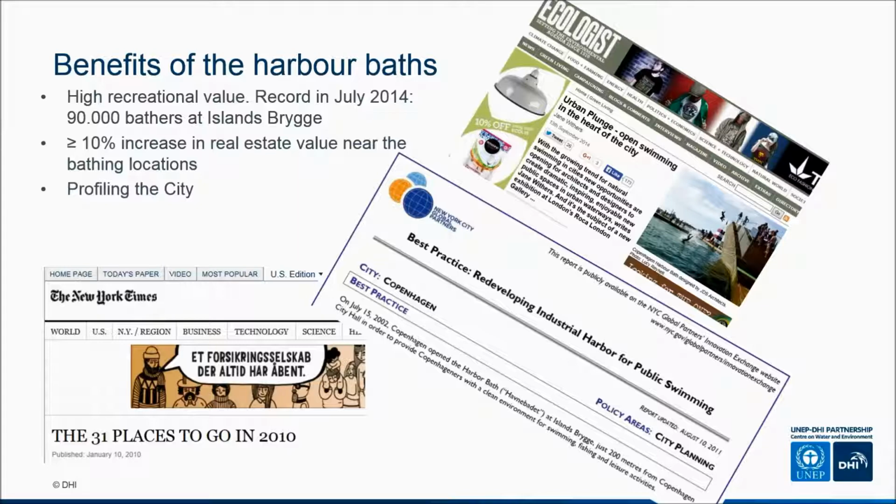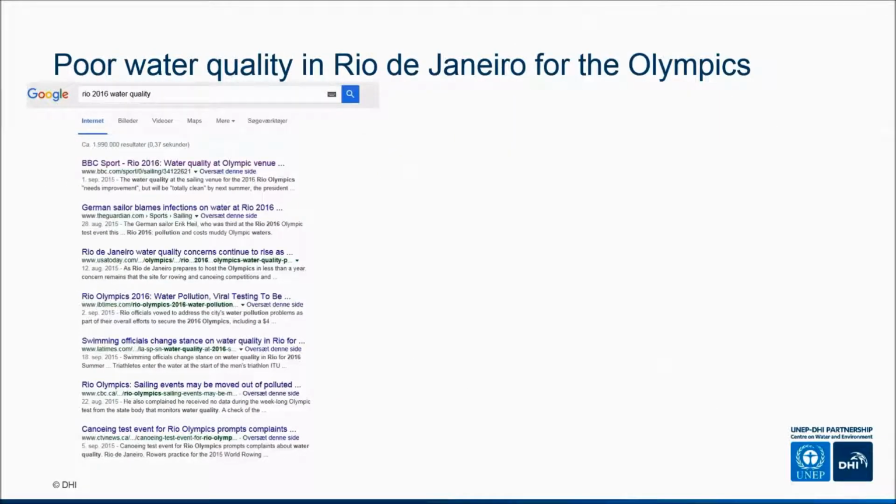If you have poor water quality, on the other hand, like they have in Rio de Janeiro, and they are going to host the Olympic Games in 2017. If you make a Google search, you have 2 million hits concerning problems with the water quality.